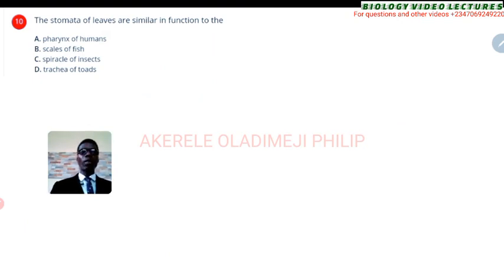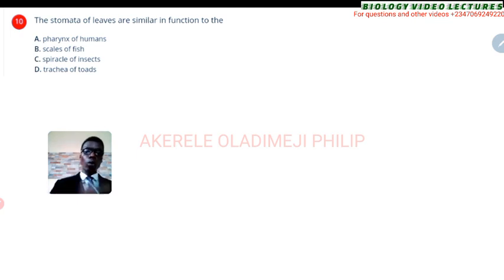The stomata of leaves are similar in function to. The question we need to ask ourselves is, what's the function of stomata in the first place? Stomata is the tiny holes on the surface of leaves for what? Gaseous exchange. That's where oxygen goes out and carbon dioxide comes in during photosynthesis, as the case may be. And the same stomata is the structure through which water vapor goes, which is transpiration, the removal of water in form of vapor out of the leaf.